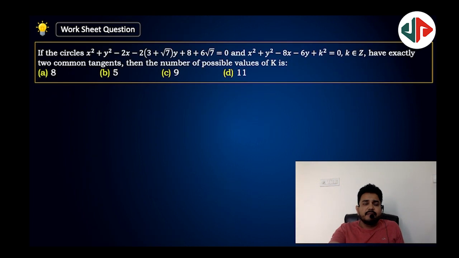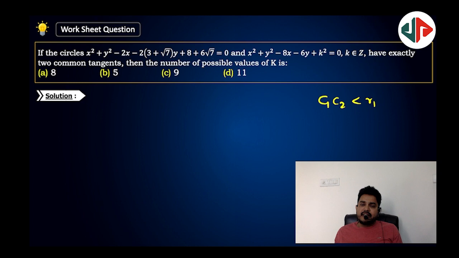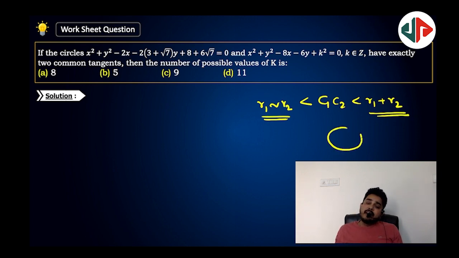Next question is, if the circles have exactly two common tangents. Exactly two common tangents means they are intersecting circles. C1 C2 lies between the difference of R1 and R2 to R1 plus R2. This is one thing. Next one is the radical axis is the common chord. Radical axis is the common chord. Even you can go ahead with this one, the perpendicular distance from this one to this one. So number of possible values of k. Number of possible values of k.